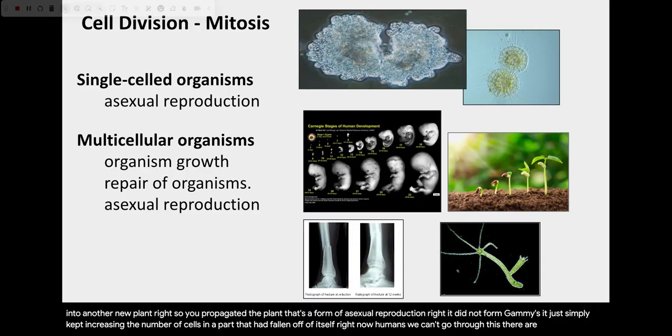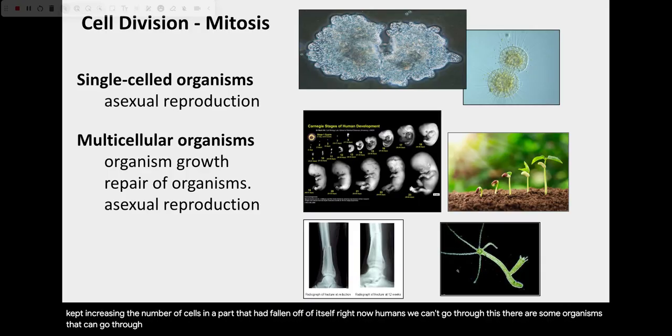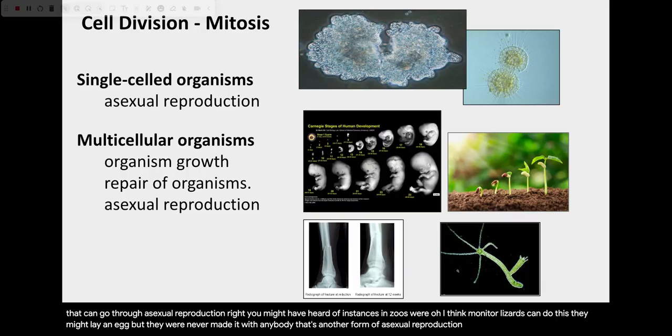Now humans, we can't go through this. There are some organisms that can go through asexual reproduction. You might have heard of instances in zoos where, I think, monitor lizards can do this. They might lay an egg, but they were never mated with anybody. That's another form of asexual reproduction.